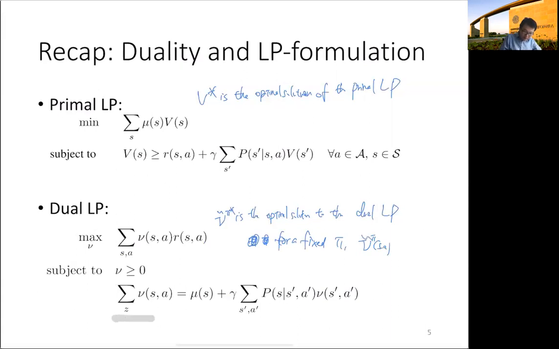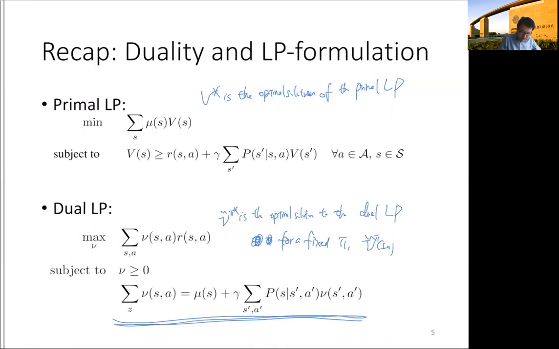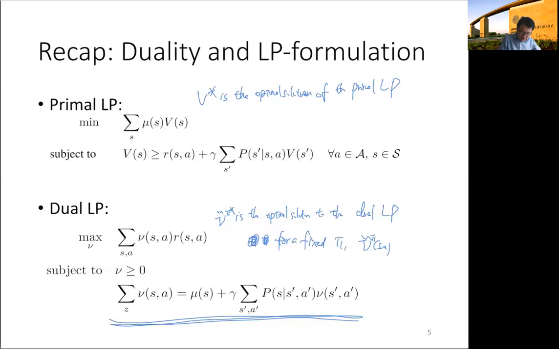Clearly, this is just the Bellman equation that we talked about in the previous slide, right? Clearly, this satisfies the Bellman equations of the occupancy measure. Therefore, this is feasible.